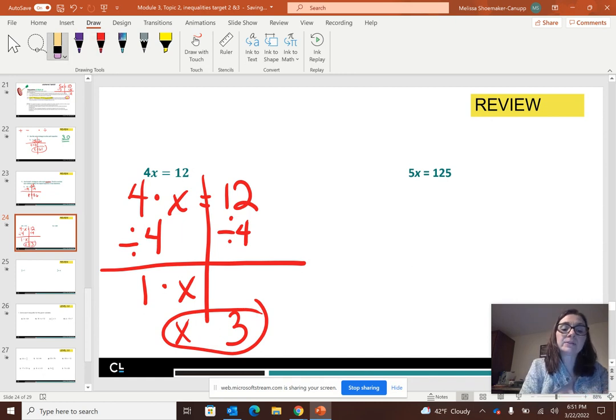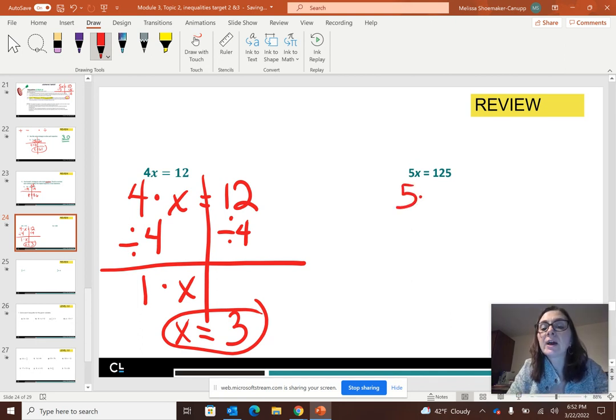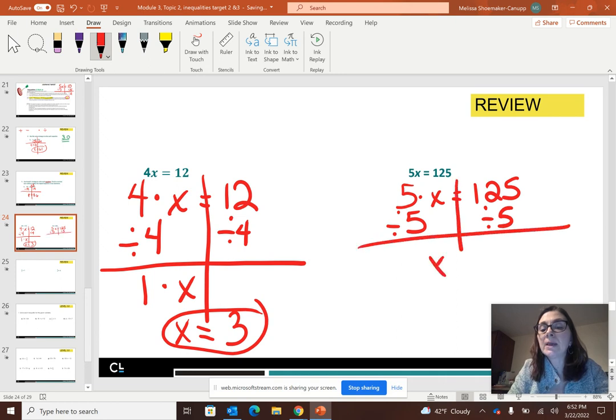That kind of looks like our not equal sign when I draw the bar down there, so I'll take that out. Let's try this one. 5 times x equals 125 is what that means. The opposite of multiply is divide. It's going to give me x equals, and now I have to do some division.